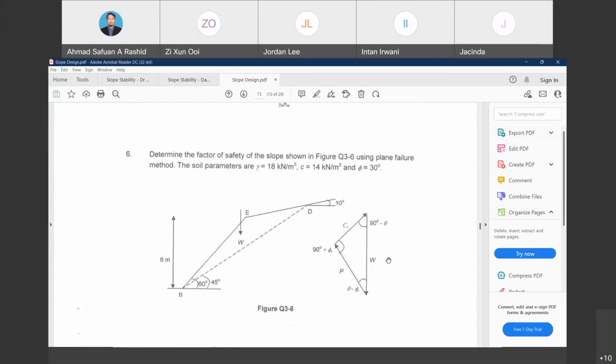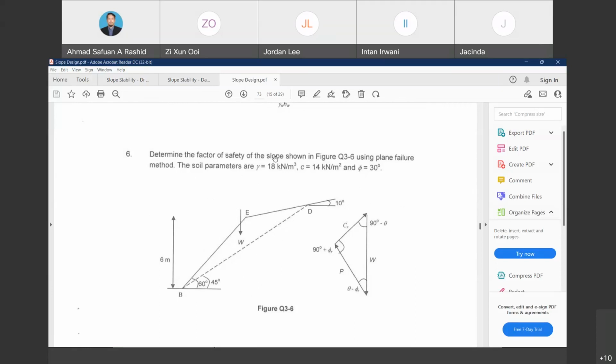Okay, so this is an example. A little bit tricky here, because in Dr. Noli Gopal's and Das's book there is no sloping on the top of the slope. Here it has a slope, and then it has another slope on the top, which is 10 degrees. So we need to determine what is the block volume of this block.